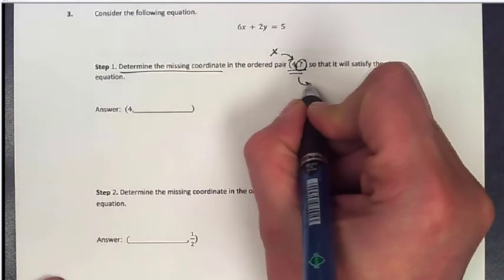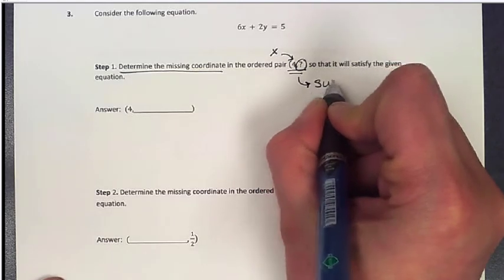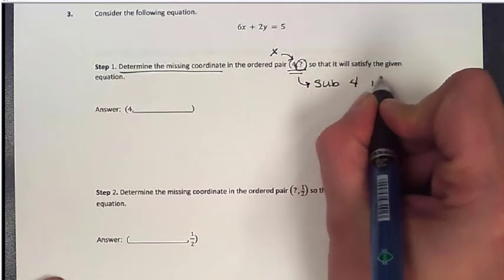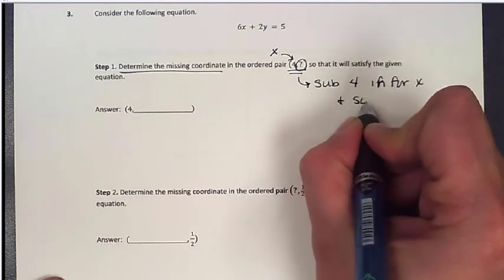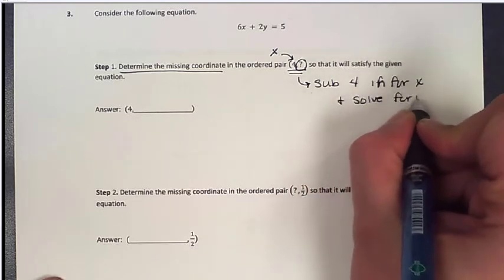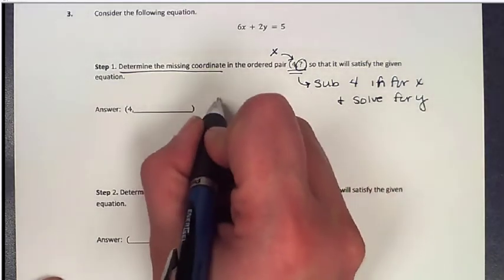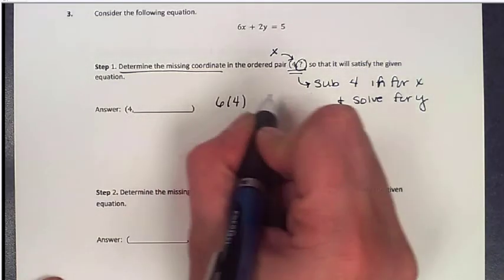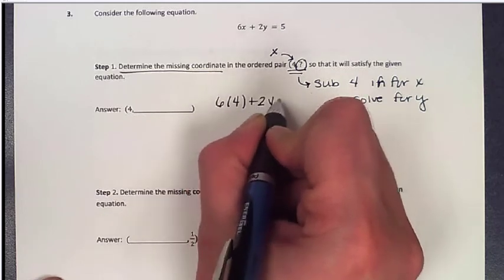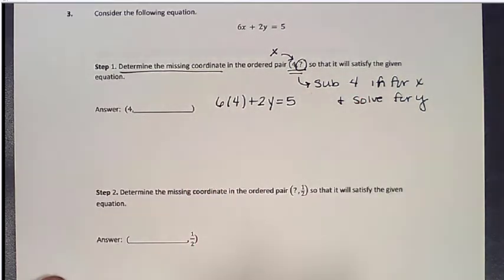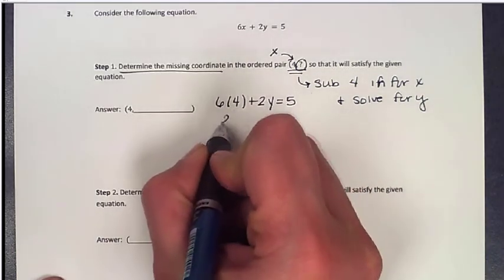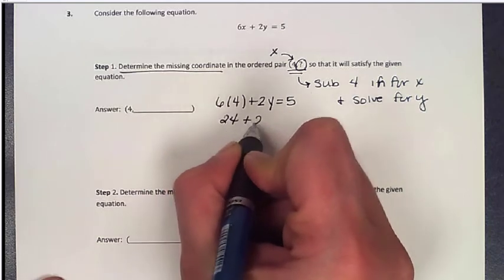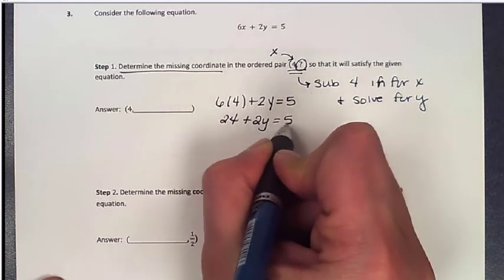So in this particular instance, we are going to substitute 4 in for x and solve for y. Okay, so we're going to do 6 times 4 plus 2y equals 5. And then we're just going to go through the process of solving this just like we did in chapter 8. We're going to multiply 6 times 4. That's going to give us 24 plus 2y equals 5.